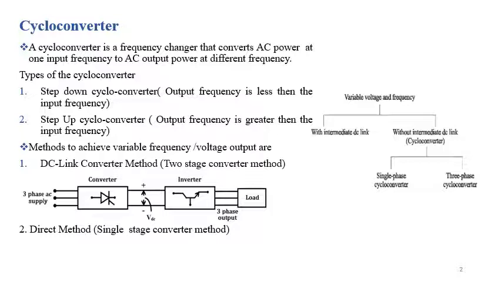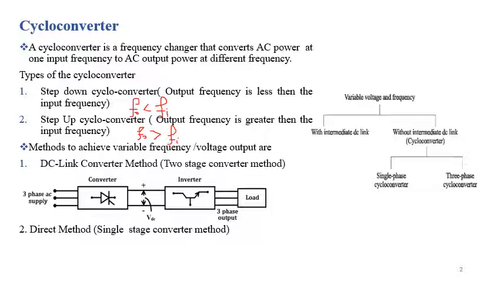One is called step-down cycloconverter, in which the frequency of the output signal is less than the frequency of the input signal. The other type is called step-up cycloconverter, in which the frequency of the output signal is greater than the frequency of the input signal.